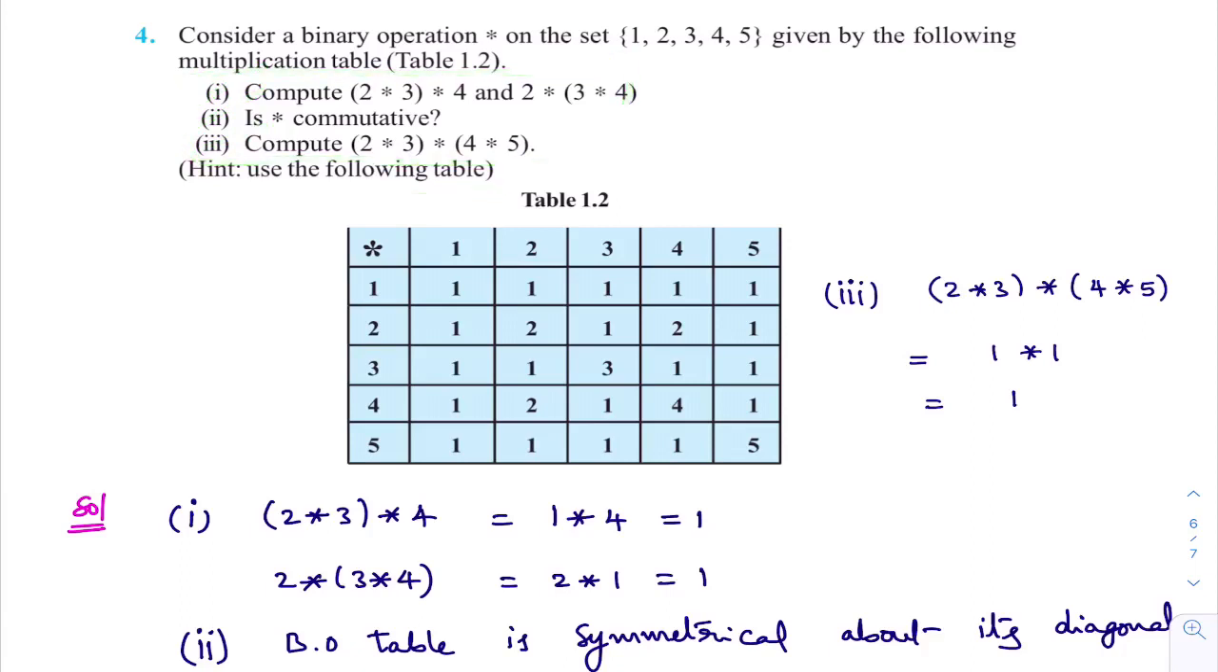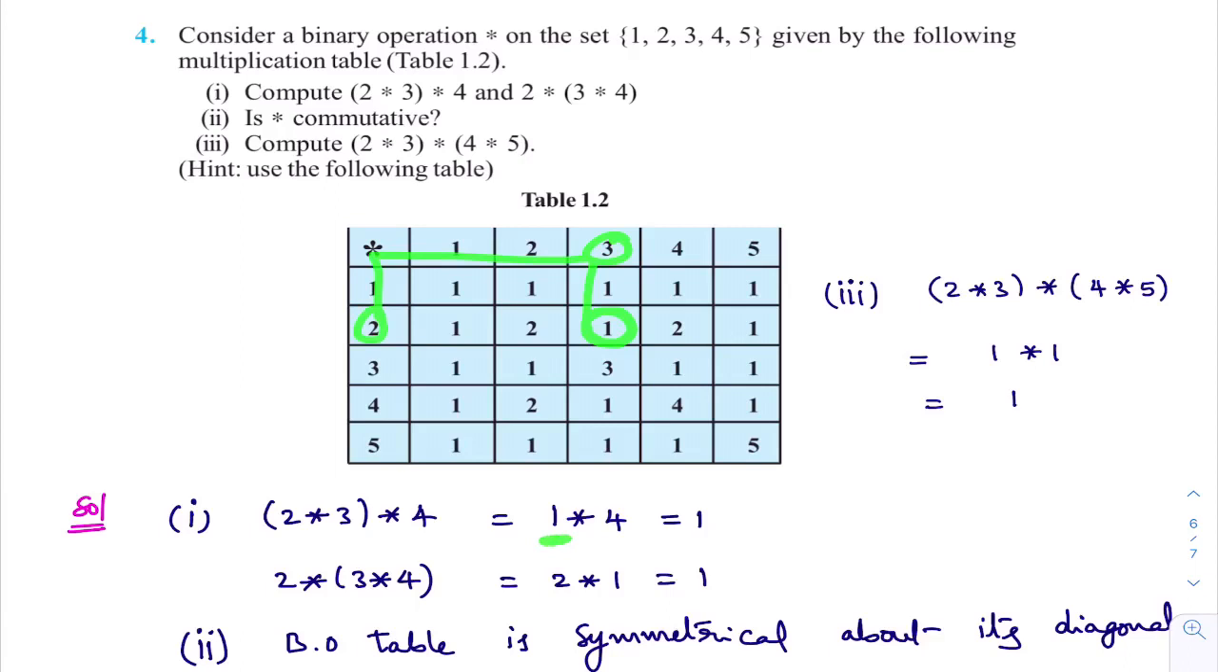Okay, you observe the first one, 2 star 3 star 4. We need to calculate 2 star 3 first. What is 2 star 3 as per the table? This table is already given in the question. Corresponding value, 2 star 3 is 1. So here I wrote 1.